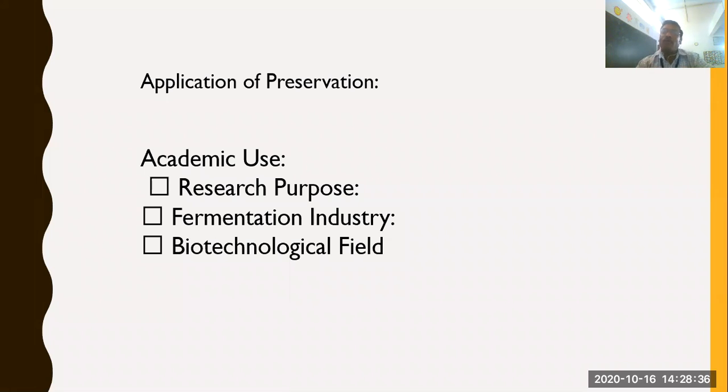And etc. So everywhere we require the microorganism, and for that the preservation is a good art to maintain these economically valuable, incredible microorganisms in a different way.